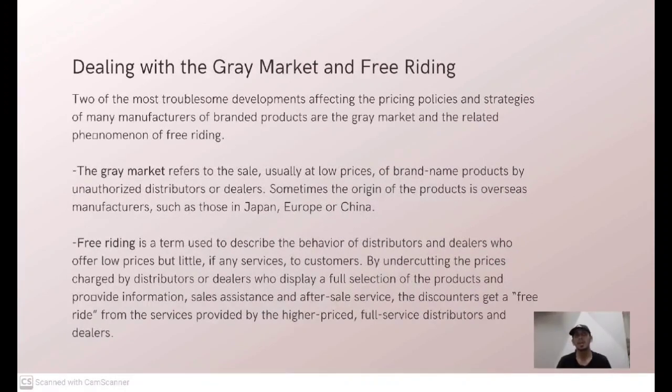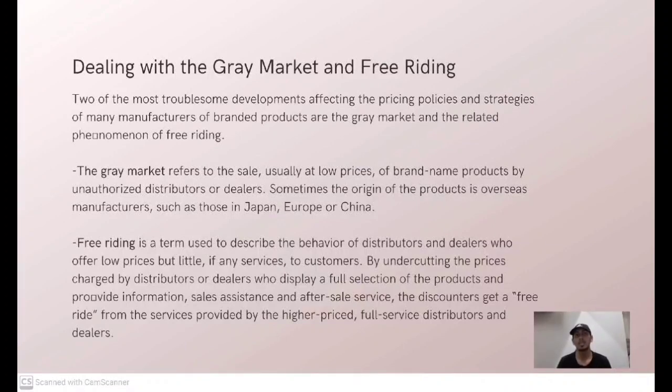Dealing with the grey market and free riding. Two of the most troublesome developments affecting the pricing policy and strategy of manufacturers of brand products are the grey market and the related phenomenon of free riding. So the grey market refers to the sale, usually at low prices, of brand name products by an authorized distributor or dealer.